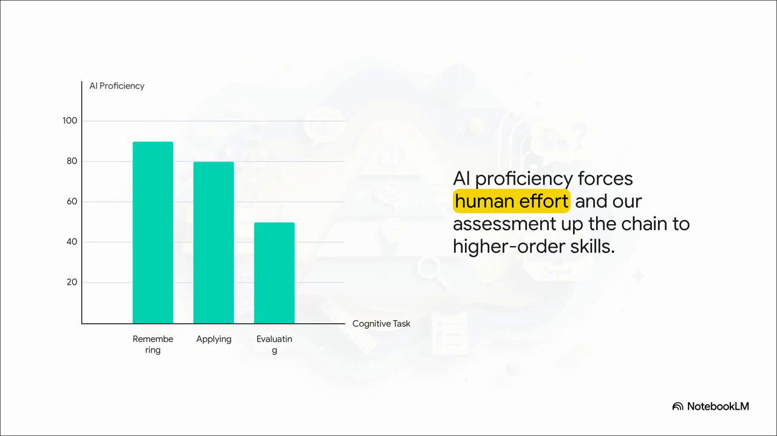This chart really paints a clear picture, doesn't it? Just look at those lower order skills like remembering and applying. AI proficiency is through the roof, which means students can easily just offload that cognitive work. What does that do? It forces us and our assessments way up the chain to skills like evaluating, where the hard cognitive lifting still has to be done by a human brain.